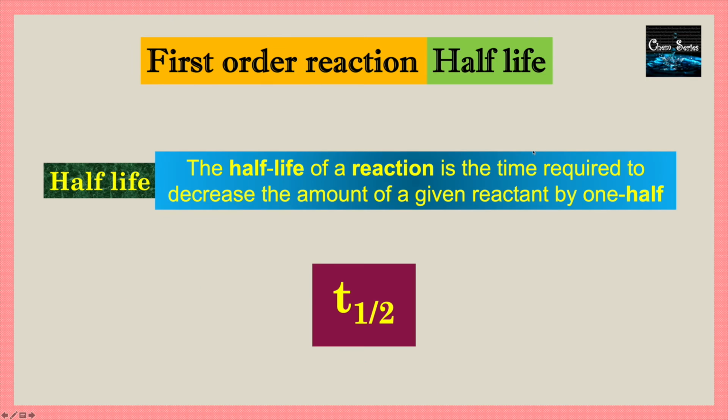Okay. Now coming to half-life of first order reaction. What is half-life? It is the time required to decrease the amount of a given reactant by 1/2, and it is denoted as T-half. That is, if you have 100 moles of reactant, and how much time is required to convert it into 50 moles, that time required will be your half-life, T-half.